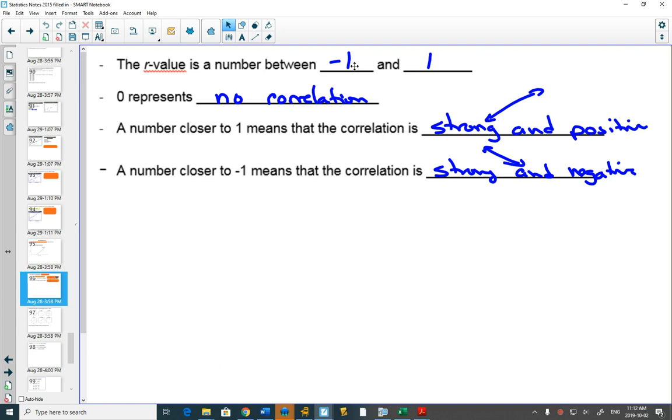And so on the calculator, sometimes they give you an R squared value. The R squared value doesn't worry about negative or positive correlation. It's just going to tell you about correlation in general. The closer an R squared value is to 1, the stronger the correlation is in general.